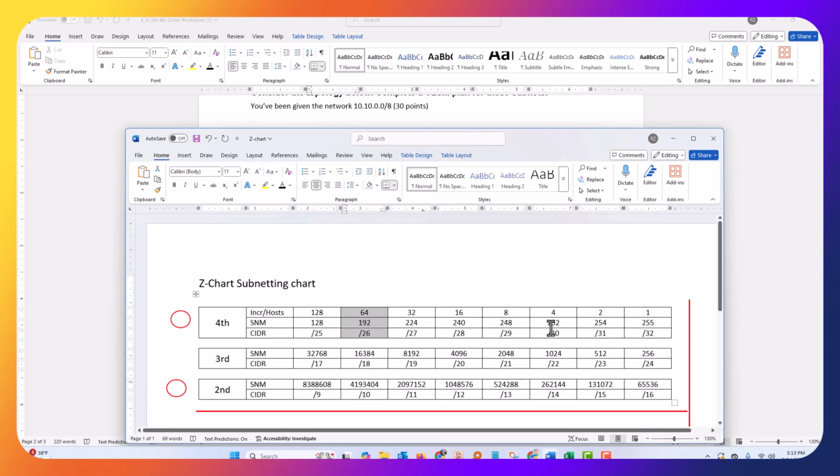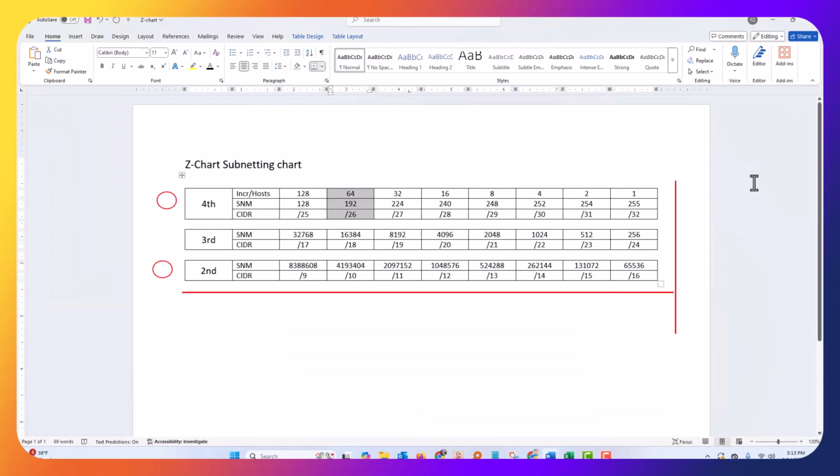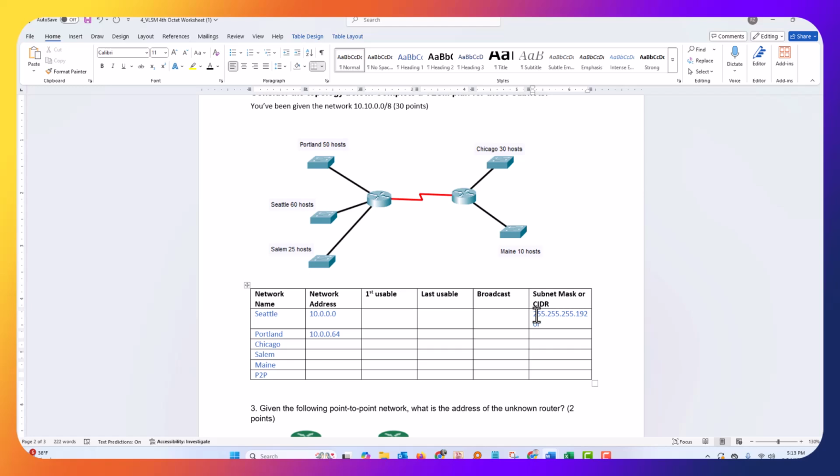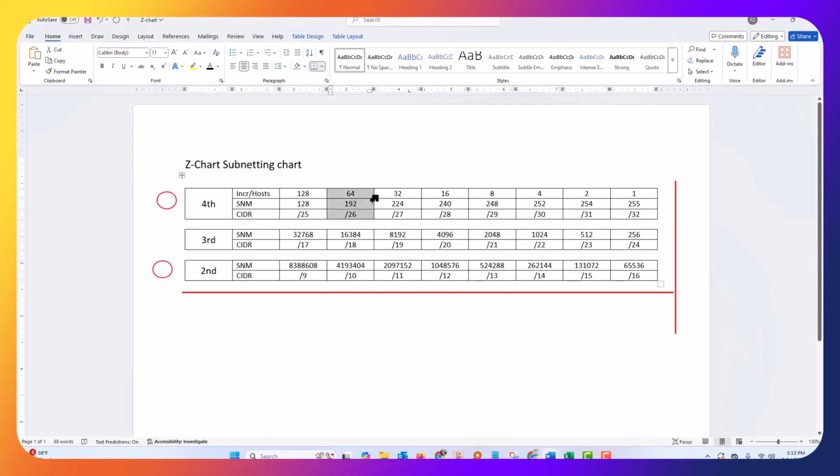And that was 192 in the fourth octet, or slash 26. If I do this, then I should be able to switch back and forth quickly. 255.255.255.192 or slash 26. There we go.